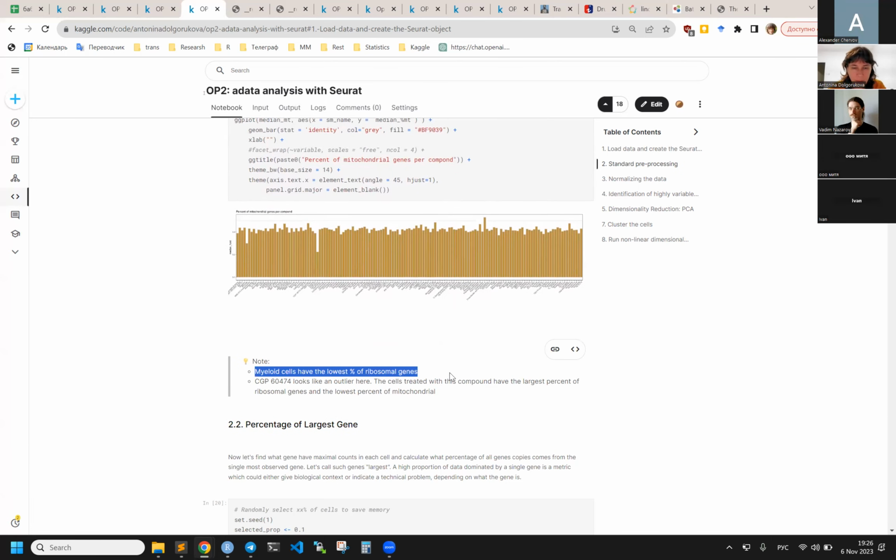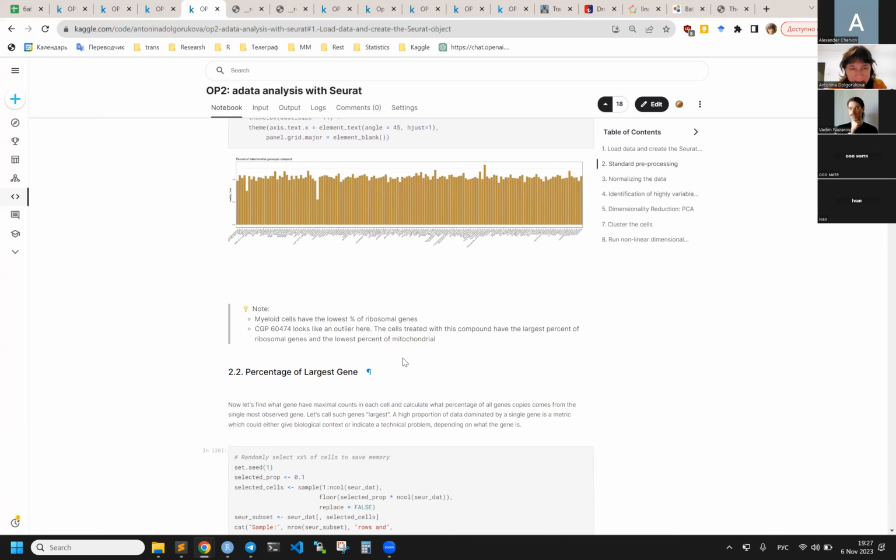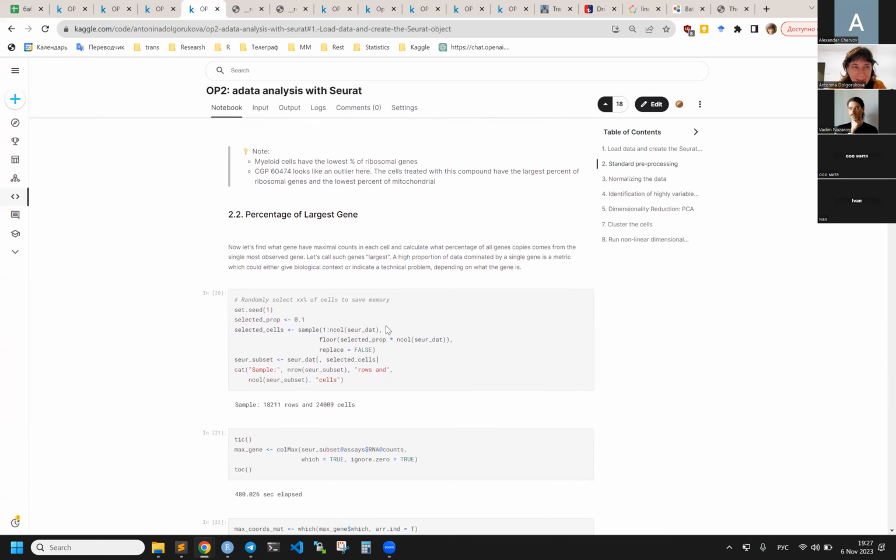Two conclusions from our analysis above are that myeloid cells have the lowest percent of ribosomal genes, and this drug looks like an outlier maybe, with cells treated with this drug having the largest percent of ribosomal genes and the lowest percent of mitochondrial genes. No explanation, sorry. Another thing to check in our single cell data is the percentage of the largest gene.